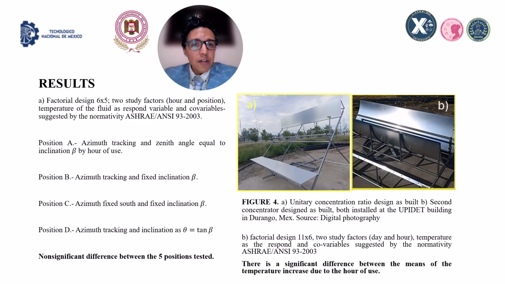The positions of this analysis were calculated to determine solar tracking angles of surface according to the system of equations provided by John Duffy. Position A, azimuth tracking and zenith angles equal to inclination beta by hour of use. Position B, azimuth tracking and fixed inclination beta. Position C, azimuth fixed south and fixed inclination beta. This is the full fixed position of the concentrator. And position D, azimuth tracking and inclination as theta equal tangent of beta.